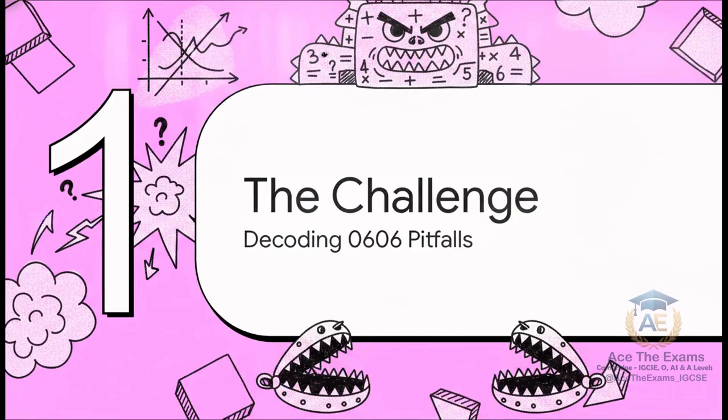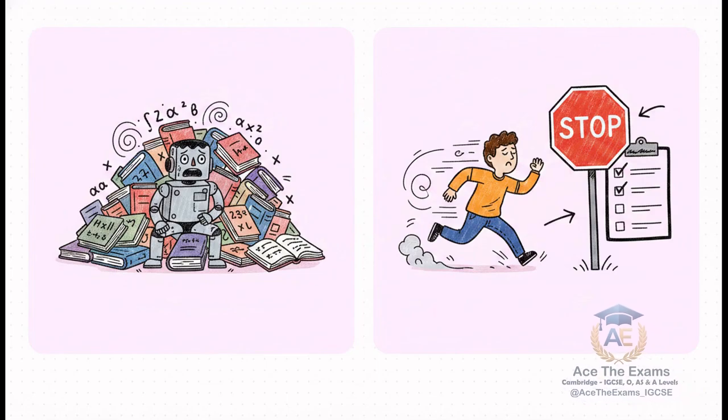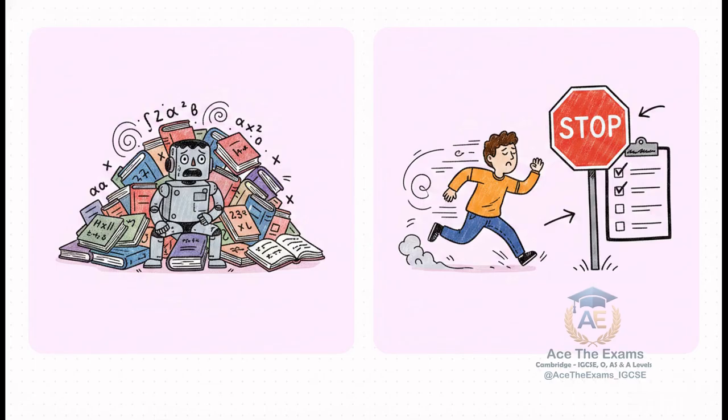Act 1, the challenge, decoding the 0606 exam pitfalls. Let's look at exactly where things go wrong. Let's explore two incredibly common student archetypes to really illustrate the biggest pitfalls we see time and time again. First up, we have Alex. Now, Alex is the student who stays up until 2 a.m. memorizing absolutely every formula in the textbook.